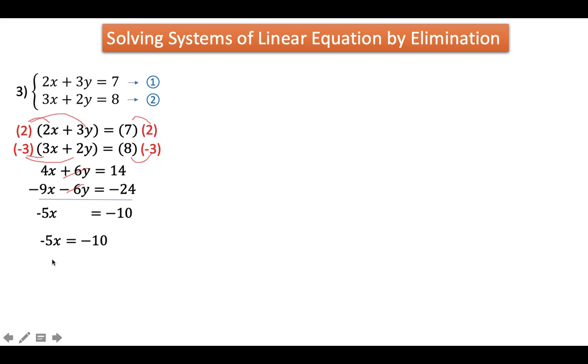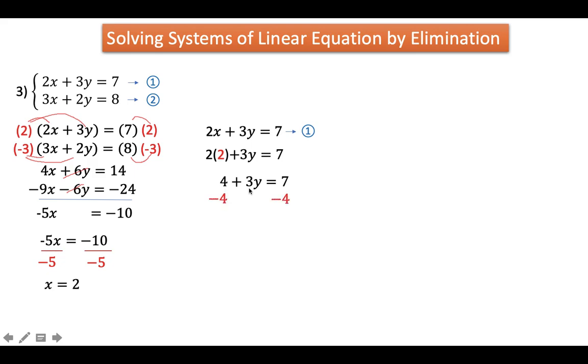So we can now divide both sides by negative 5, so that x is left, and negative 10 divided by negative 5 is positive 2. So to find y, I decided to use equation 1, which is 2x plus 3y equals 7. Then replace x with 2. It becomes 2 times 2, that is 4. Then add negative 4 to both sides so that 3y is left. 7 minus 4 is 3. Lastly, divide both sides by 3 so that y is left. Then 3 divided by 3 is 1. So our solution is 2, positive 1.